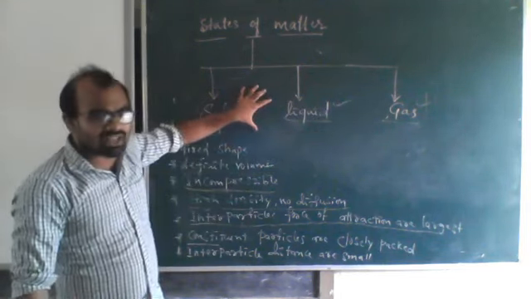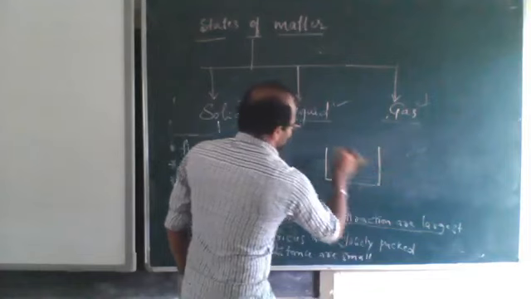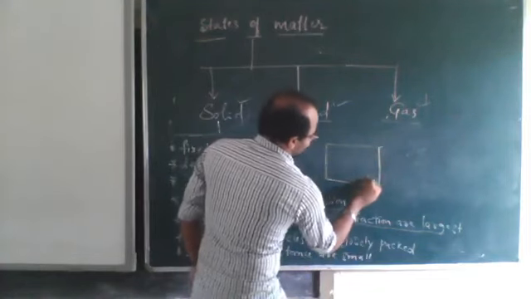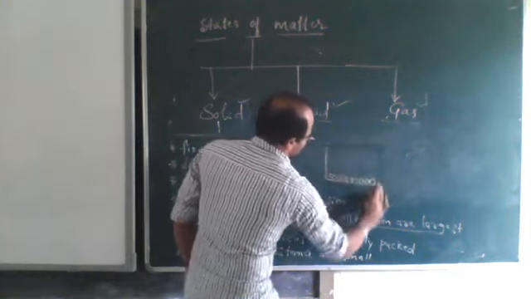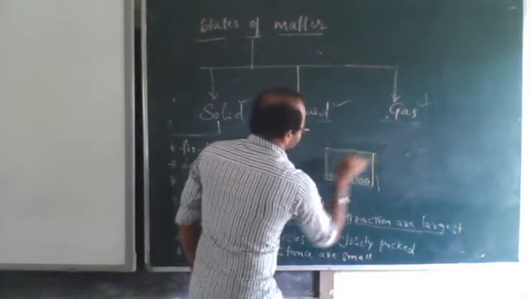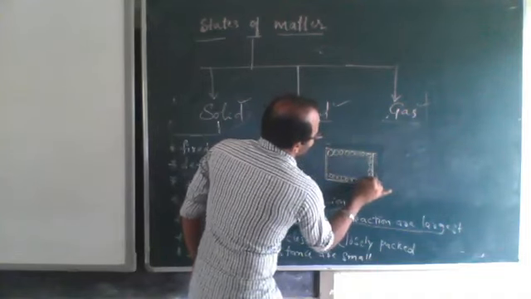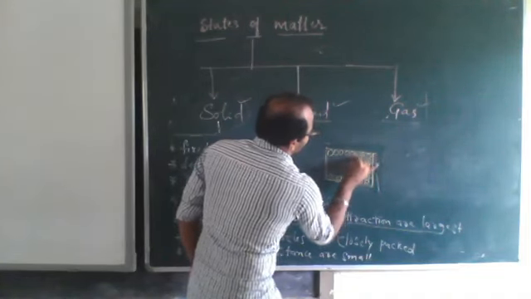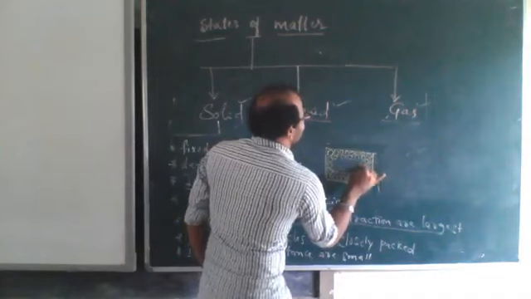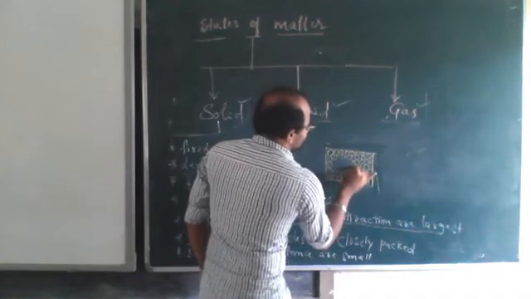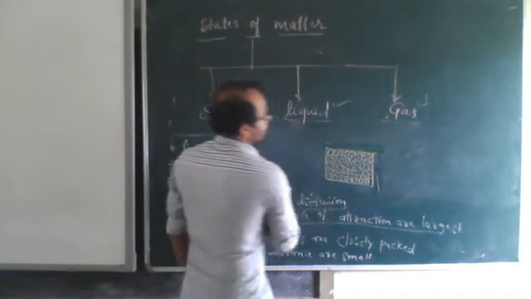So first we learn in this class the properties of solids. If I take a solid, it will be like this. This is a solid structure and molecules are attached very close to each other. There are no intermolecular spaces between them. I will tell you in the properties, but let me explain.